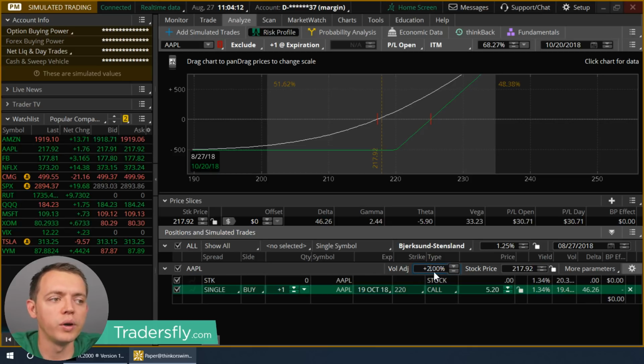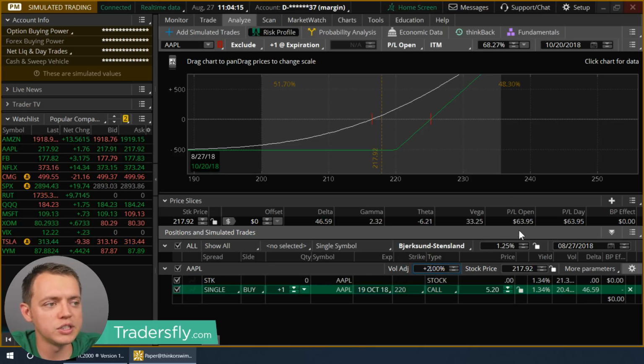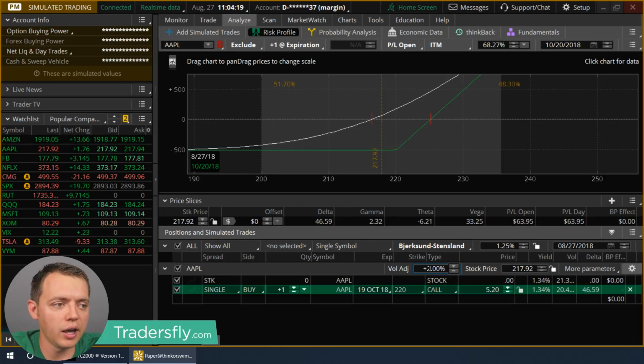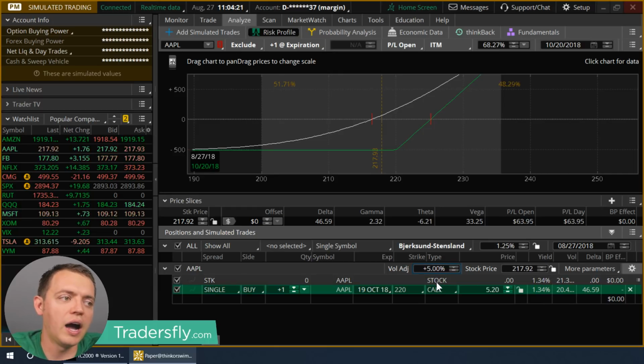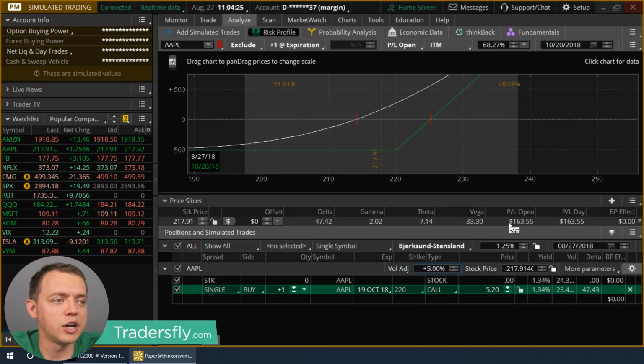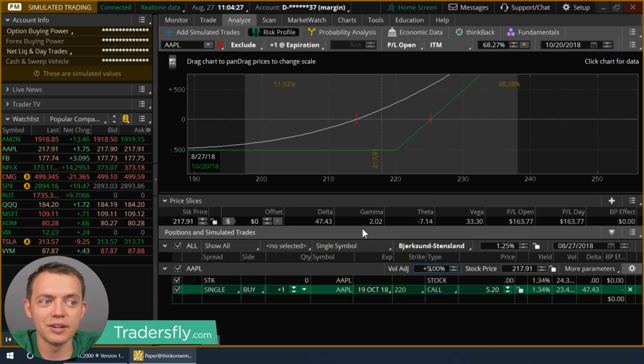Okay, let's go with a positive 2. If volatility increases 2 percentage points, you're up about $63. Okay, let's just say you go 5. Well, you're up about $163 there. Now, keep in mind, when volatility increases, usually price actually goes down.